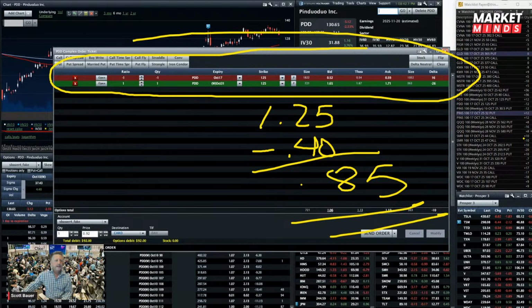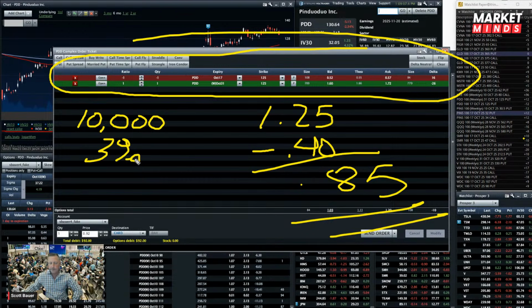Okay, so let's say that this was the original position we had put on, and we actually did pay 85 cents for this. Okay, thank you, Robert. Okay, now let's say you have a $10,000 account and you are allocating 3% of the risk of any one trade, okay, on any one particular spread.